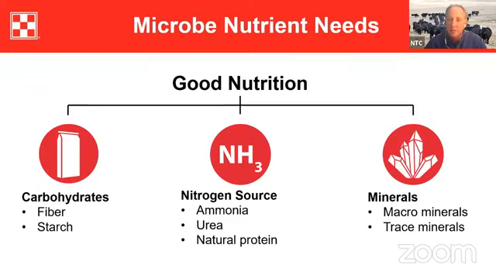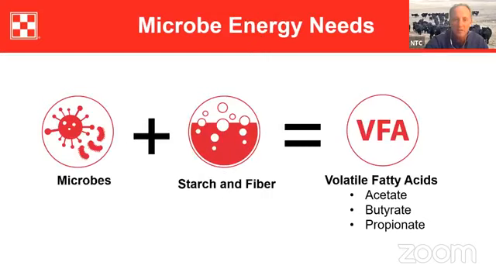And then these microbes are also living creatures, of course, so they need minerals just like any other living organism. So they need all of those things. With that, those microbes will take starch, fiber, and protein, and they'll produce volatile fatty acids. And they're listed there: acetate, butyrate, and propionate.